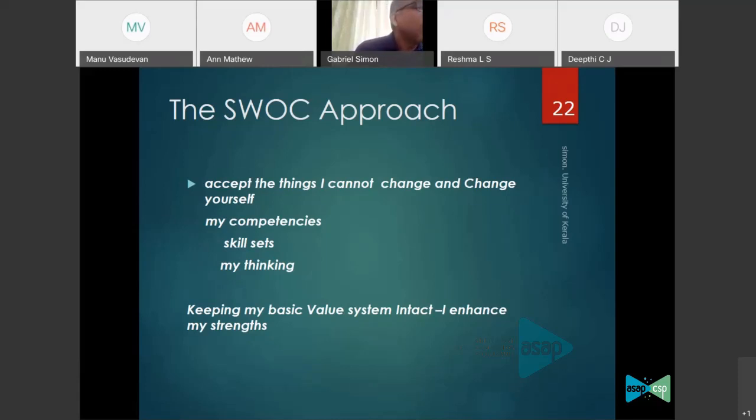So what can you do? You can change yourself. You have to look at your competencies, your skill sets, the way you think. That has to change, keeping my basic value systems intact, enhance your strengths. So when you say change, we are very fast changing. Perhaps I go to some other place, or I enter into a new organization, or I visit a new country. There it is very easy for me to change my eating habits.